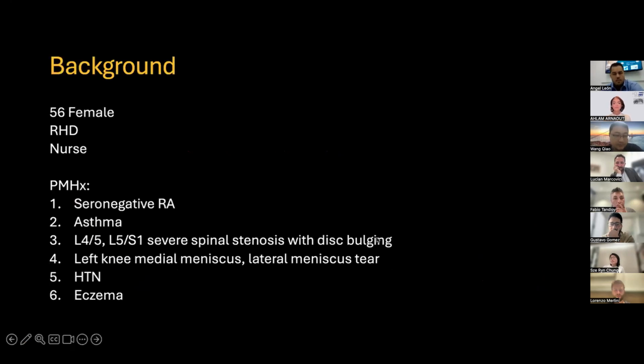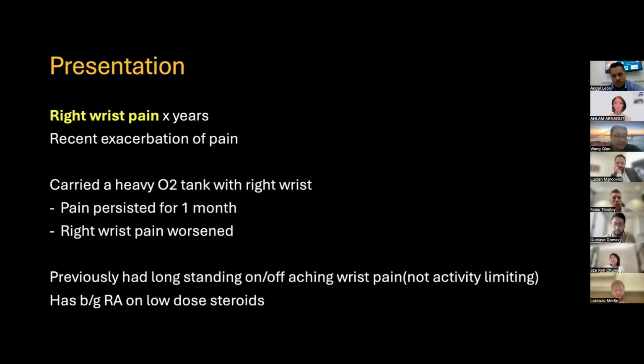So, start with the history. This is a 56-year-old female who is a right-handed nurse with a past medical history listed below. The most significant ones are the seronegative rheumatoid arthritis and the asthma. When she presented to us, she already had a long history of right wrist pain, which she has borne for a few years. However, it has been exacerbated because she carries a heavy oxygen tank with the right hand. Since then, the pain has become worse and persistent for a month. That's why she came to seek our help.